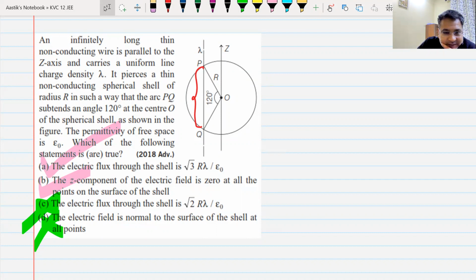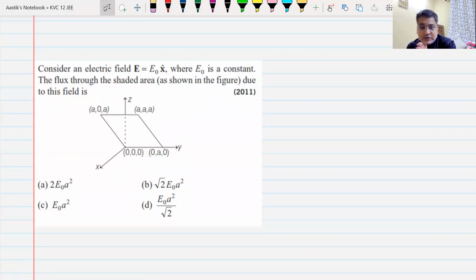So this is the closing statement from my side: imagine that we have done much more difficult questions than this one. This is the question that came in one of the JEEs. Now, I did not make my question looking at this question. I've been making this question since before this one came. Consider electric field is equal to E naught x, where E naught is a constant. Find the flux through the shaded area. I think you can do this. Yes or no?